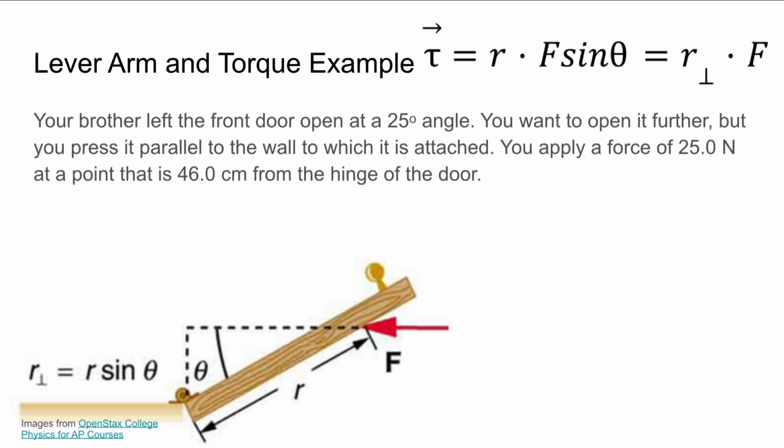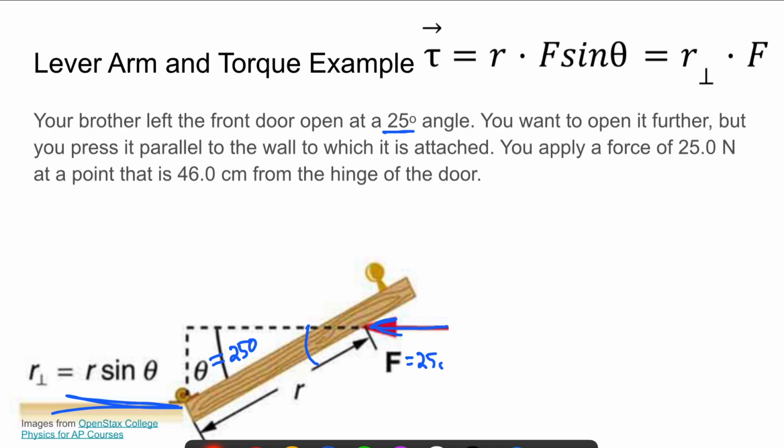Let's say that your brother left the front door open at a 25-degree angle. So I'm going to say that theta equals 25 degrees, this angle between force and radius. You want to open it further, but you press parallel to the wall for some reason. So rather than pressing into the door at a 90-degree angle, you press parallel to this wall. And you press on it with a force of 25.0 newtons at a point that is a radius r of 46.0 centimeters away. And 46.0 centimeters is the same as 0.460 meters, right?